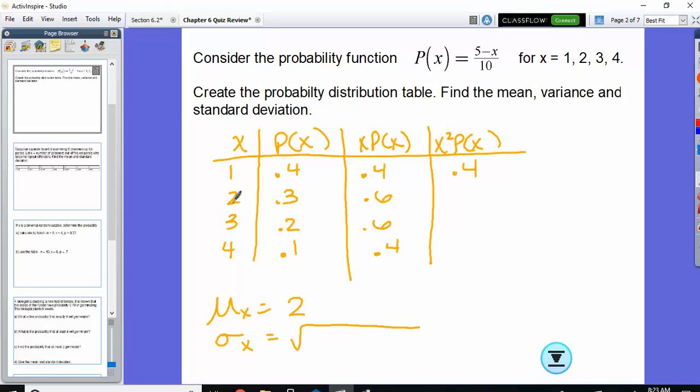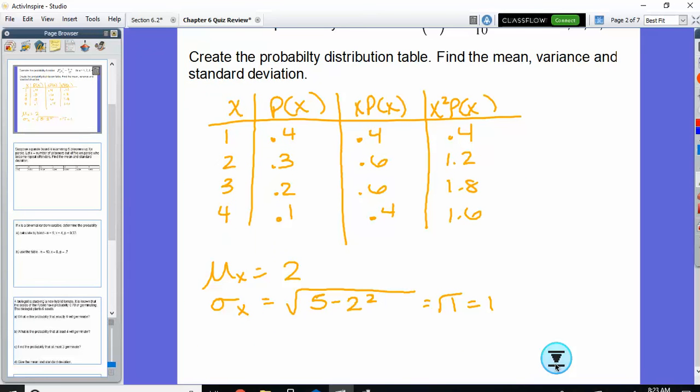So 1 squared is 1 times 0.4 is 0.4. 2 squared is 4 times 0.3 is 1.2. 3 squared is 9 times 0.2 is 1.8. 4 squared is 16 times 0.1 is 1.6. So if you add all those up, we get 5, minus the mean squared. So I get the square root of 1, which is 1.